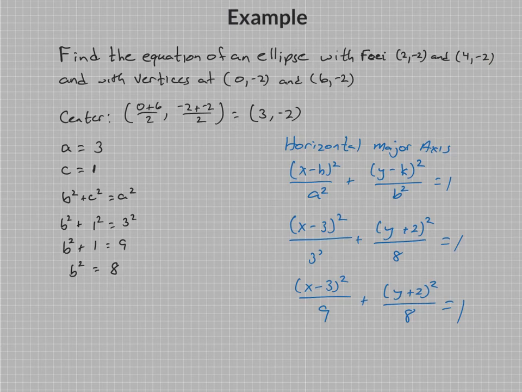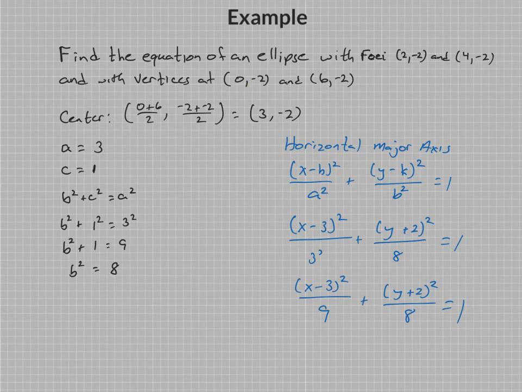Also, they're going to tell us that one vertex is at (0, -2) and another vertex is at (6, -2). Well, the first thing I need to do when I'm finding the equation is find h and k. I have to find that center point, because the values of a, b, and c are all based on it. The center point is the midpoint between the two foci or the two vertices.